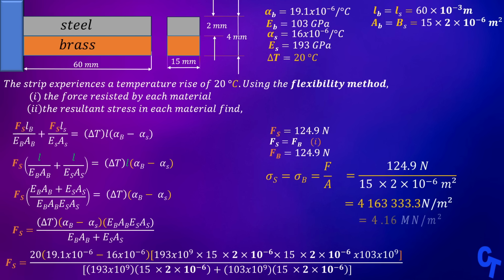416333333.3 newtons per square meter. We can express this value in meganewtons if desired, which would be 4.16 meganewtons per square meter.